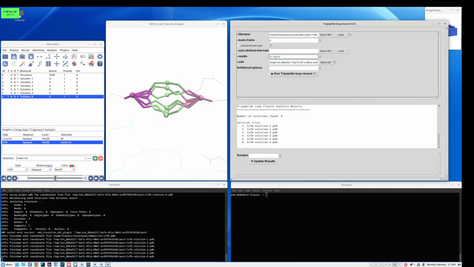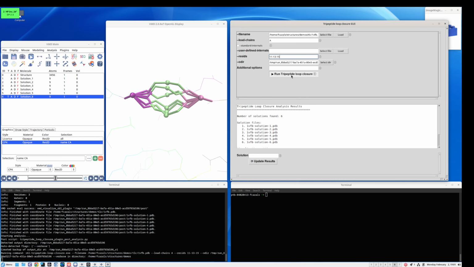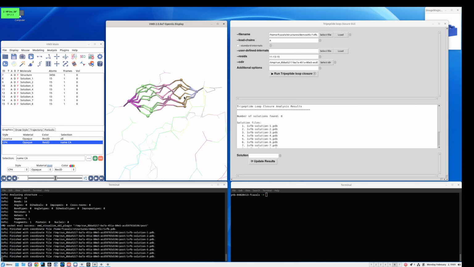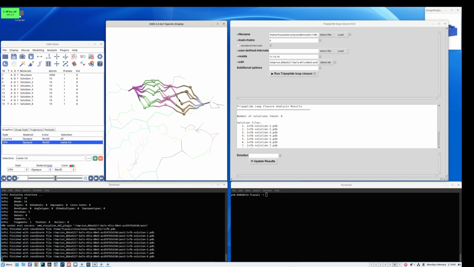Okay, so let's replay this example now by focusing on non-consecutive amino acids, for example 11, 13, 15, and let me run the calculation again. And so now it turns out that we get 3 plus 2 plus 3, 8 solutions.